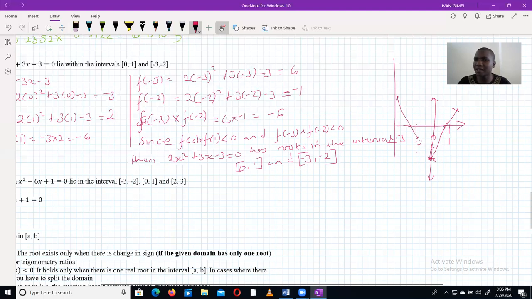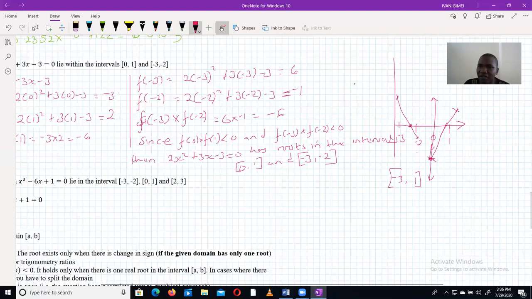So it is crossing the x-axis twice, between -3 and -2, and also between 0 and 1. Now, what if they gave you the interval -3 and 1? Of course, -3 would have given you +6, and 1 would have given you +2, and you would think the function has no root in that interval. Yet it has 2 real roots. So in that case, they would have said sure it has roots in the interval.